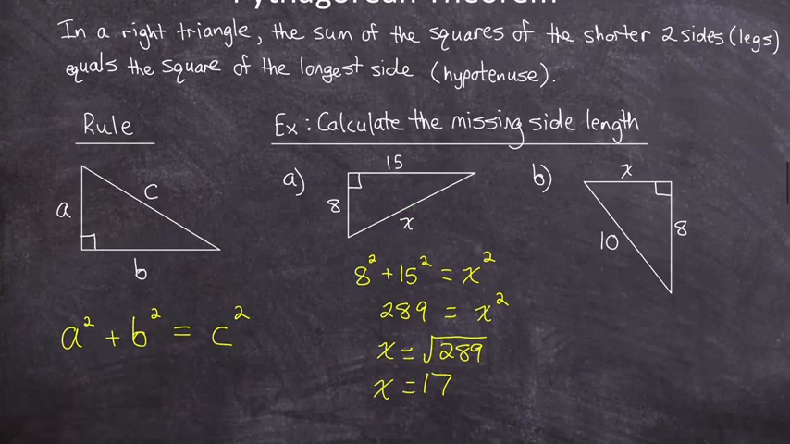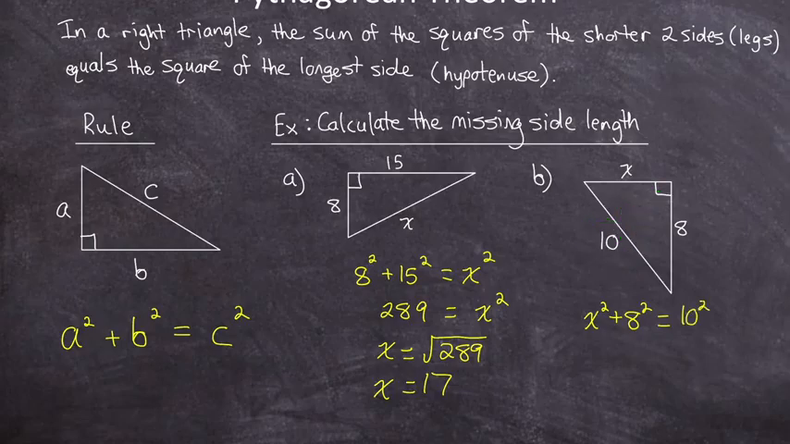And now let's do part B. Notice in part B, I'm missing one of the legs, whereas in part A, I was missing the hypotenuse. So it's going to work out a bit differently. Based on Pythagorean theorem, I know the sum of the squares of the shorter 2 sides, so x squared plus 8 squared, would be equal to the square of the longest side, which is always the one across from the right angle, called the hypotenuse, so it would be equal to 10 squared.